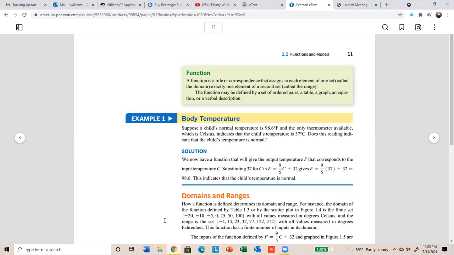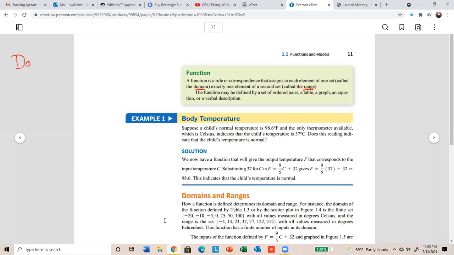Now, one of the things I do want to point out here is that they use the word domain, and then they use the word range. If you've done any type of graphing, you're probably familiar with the idea of what domain and range are, but there are other ways of stating the domain and range. So I'm going to write those out for you.